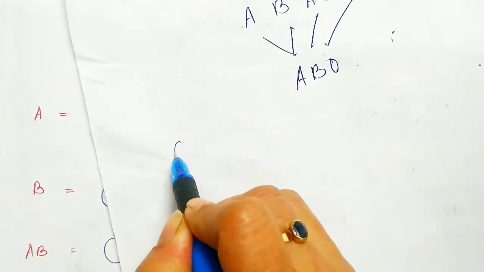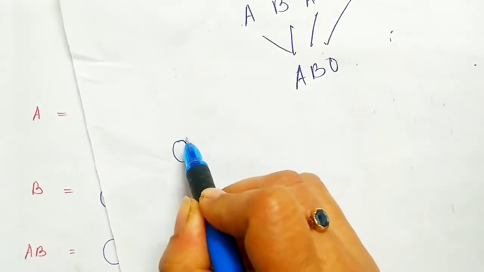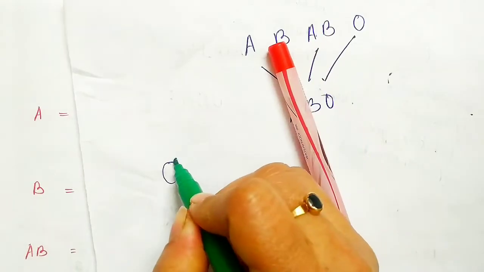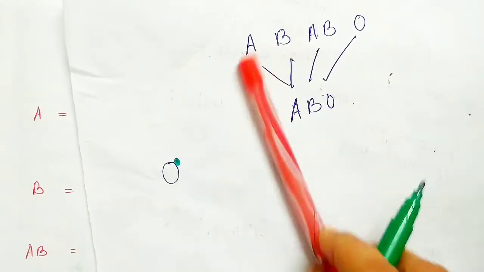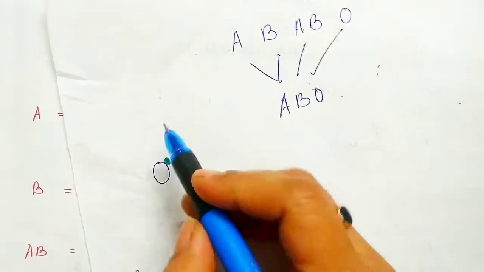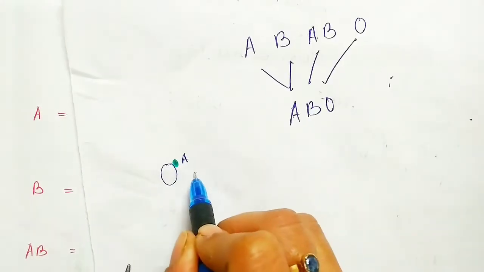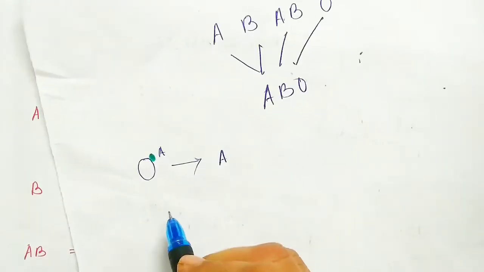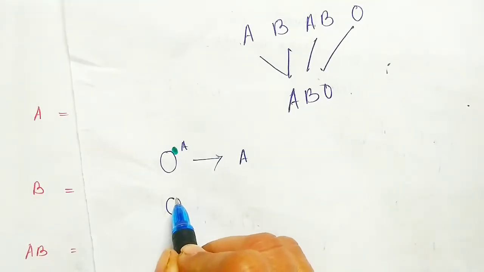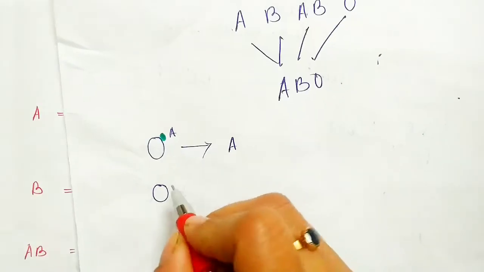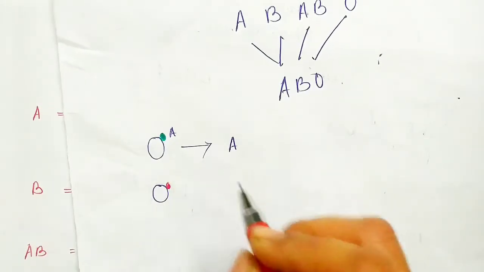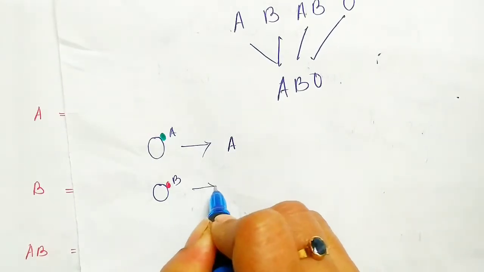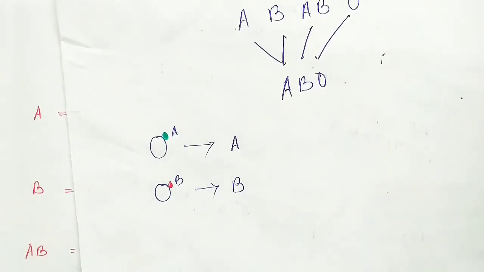Suppose this is the cell of an RBC, and on the surface of this RBC I am showing antigens in two different colors. Here I am showing one green antigen. Suppose this is antigen A, and this blood group is named A blood group. Now for another RBC, here I am drawing the antigen in red color. This antigen is named B, so this blood group is B blood group.